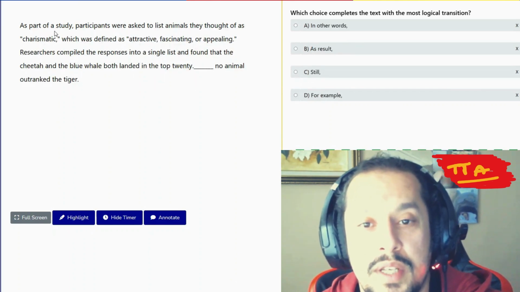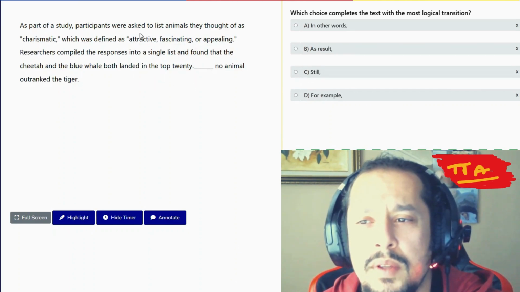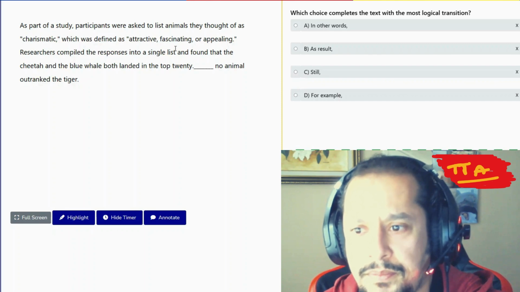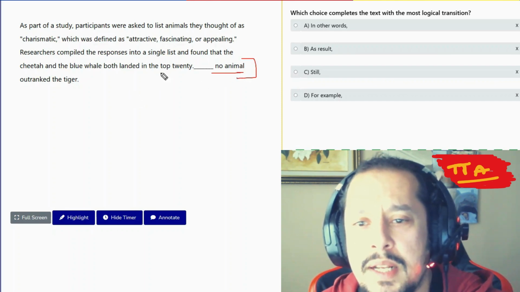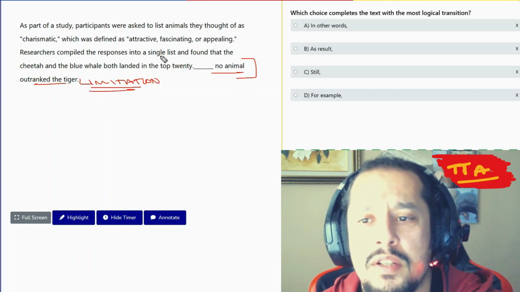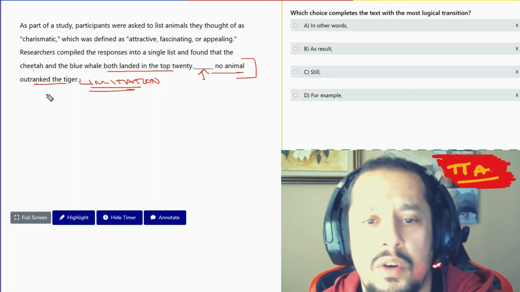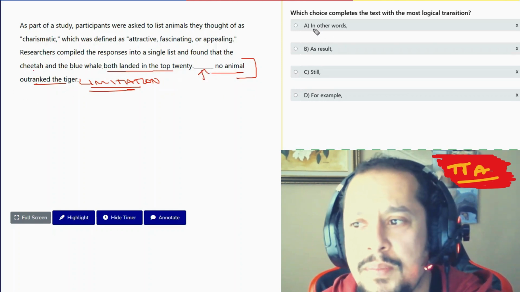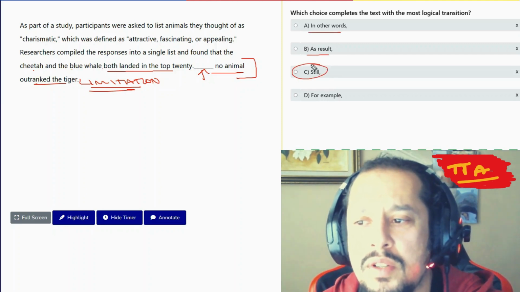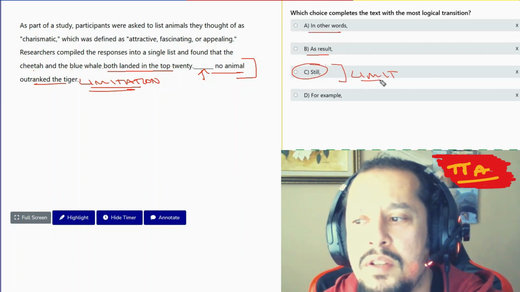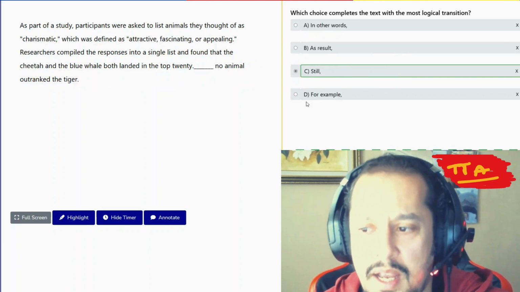Number 14. So this sentence shows a limitation, right? Because it's telling us that the responses were combined into a single list and found that the cheetah and the blue whale both landed in the top 20, but no animal outranked the tiger. Nothing was higher than the tiger. In other words, as a summary, as a result, still. This shows us a limit to the previous information, like however.